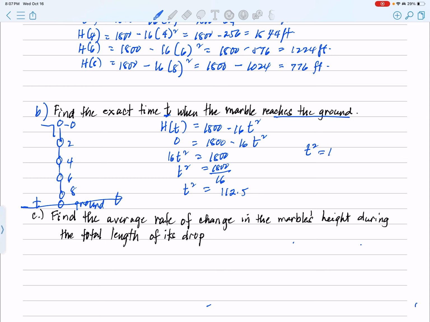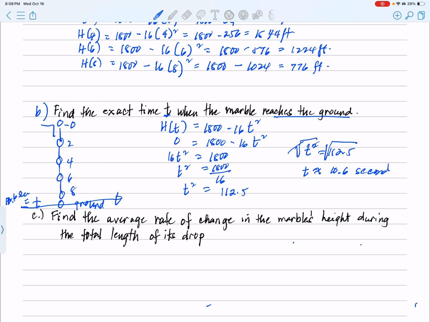Okay. So how will we take out the square sign? By getting the square root on both sides to take out the square. So t would be the square root of 112.5. So approximately 10.6 seconds. So after 10.6 seconds here, the marble reaches the ground.